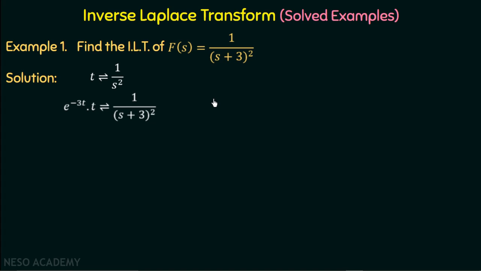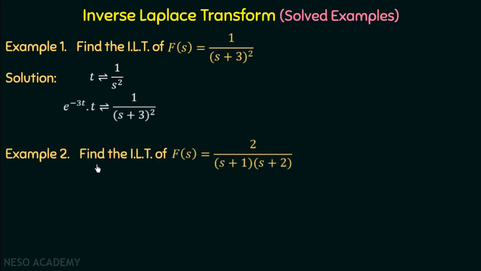Now we are done with example number 1, and we will move on to example number 2, which is: find the inverse Laplace transform of F(s) = 2/((s+1)(s+2)). In this case, there are two factors multiplied in the denominator, and it is difficult to find the inverse Laplace transform for this particular fraction. But if we split these two factors as two different fractions, then we can easily calculate the inverse Laplace transform. And we can split these two factors by the use of partial fractions.